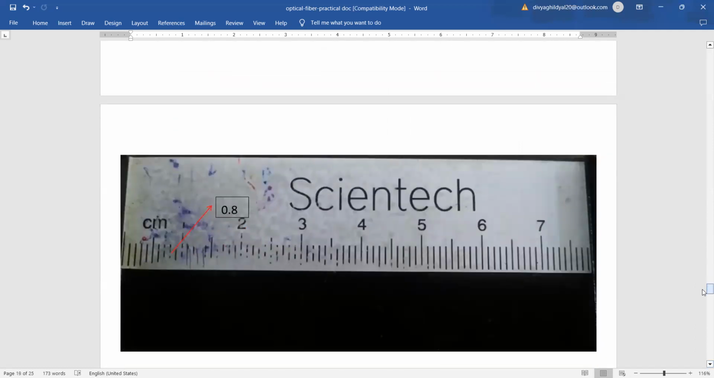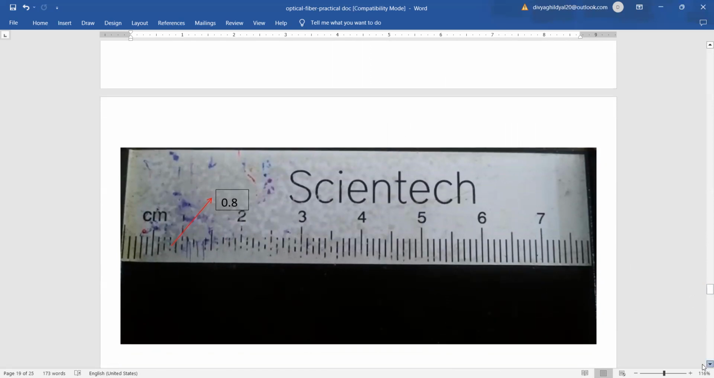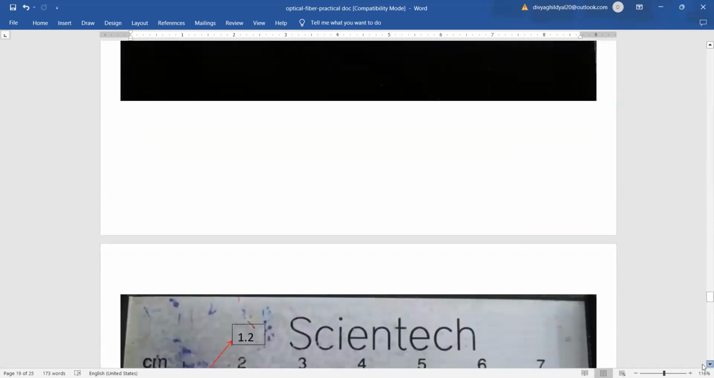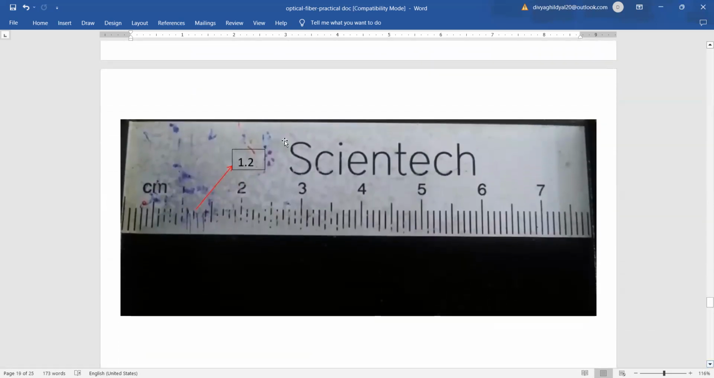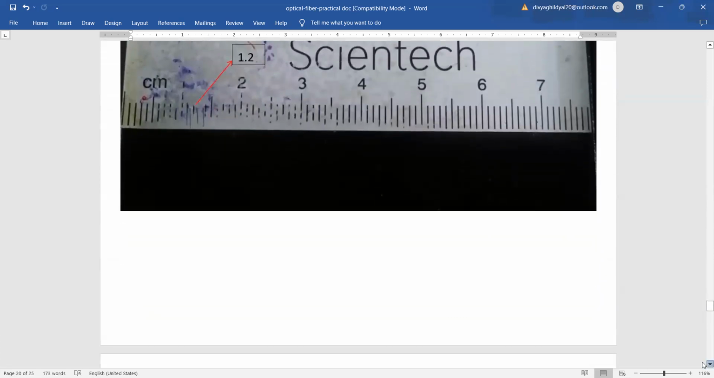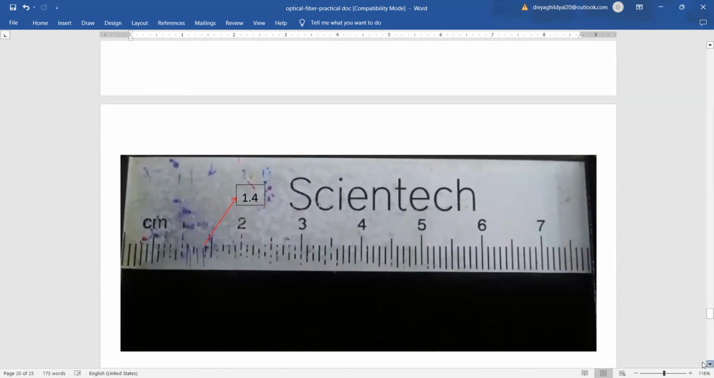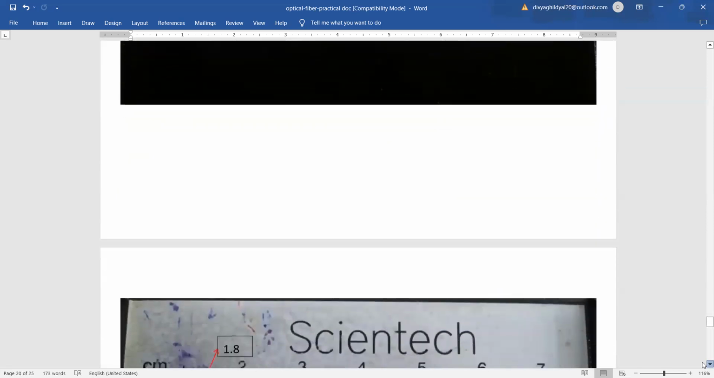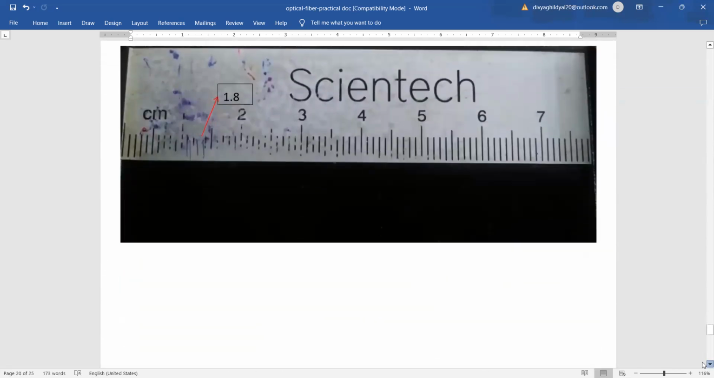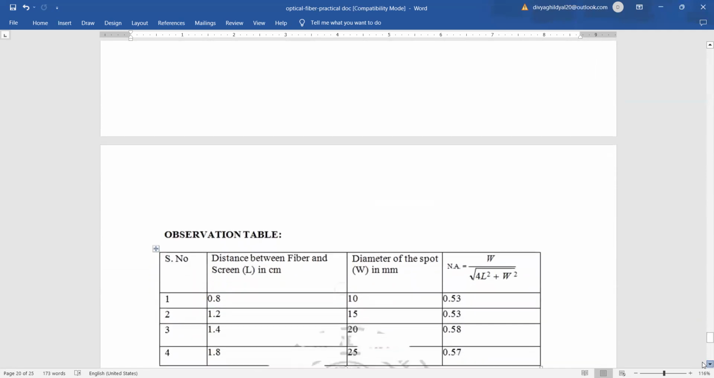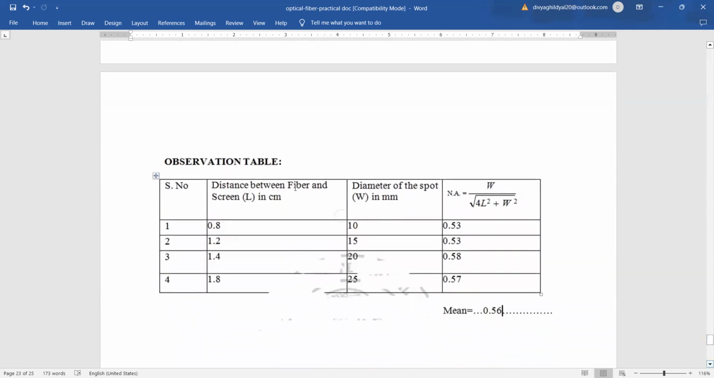Now, suppose the distance on the X scale, first reading, is at 0.8 centimeter. My first circle has got filled up. So I will note down 0.8 in my observation table. For the second circle, at 1.2 centimeter, my whole circle gets filled up. For the third circle at 1.4 centimeter, for the fifth circle at 1.8 centimeter.